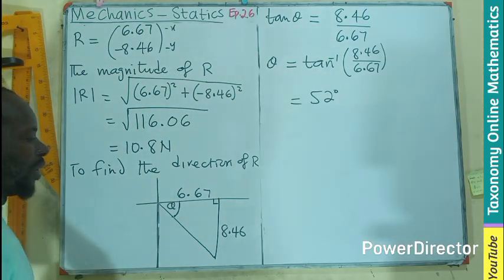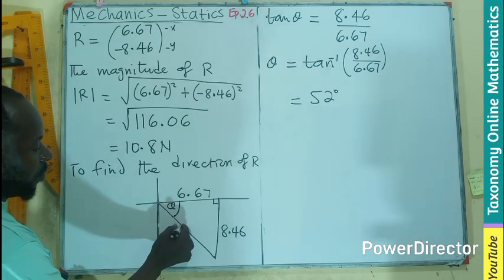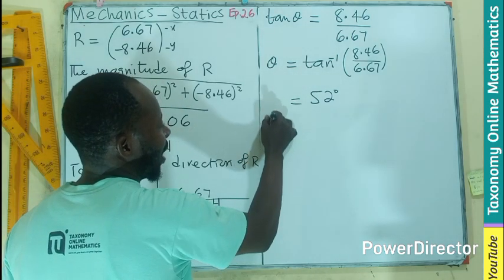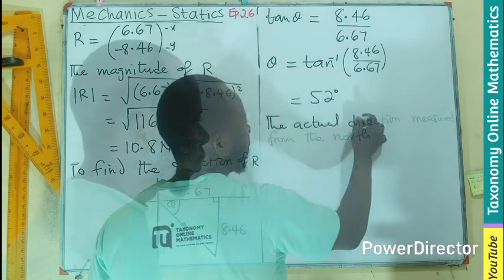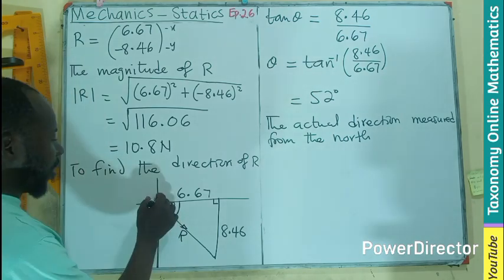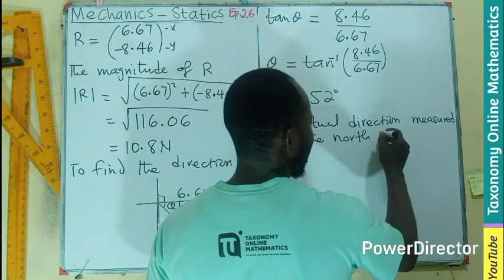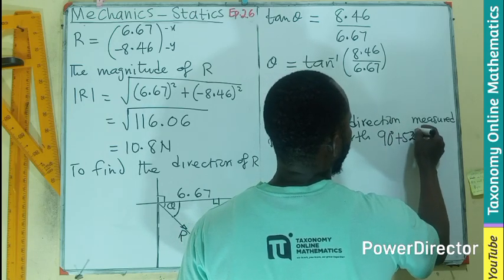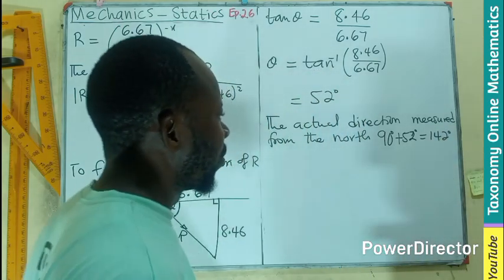But remember the measurement of a force. This is the force we are looking for, force R. This force R is measured from the north down to this place. So the actual direction, measured from the north, you will get this angle first before you come to theta. That means 90 degrees plus 52 degrees, that will be 142 degrees.